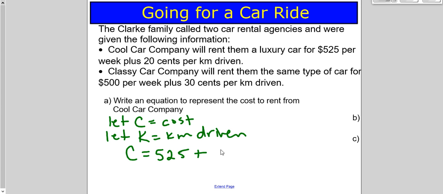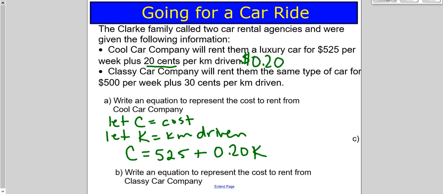Now, because it's in cents and we don't express things in terms of cents, we always use dollars. I'm going to change this 20 cents into dollars. So that's 0.20 dollars. So 0.20. And then I don't know how many kilometers I'm going to drive. So that's where that K comes in right there. That K represents the kilometers I'm going to drive. And it's 20 cents for every kilometer. So that's why those two go together right there.